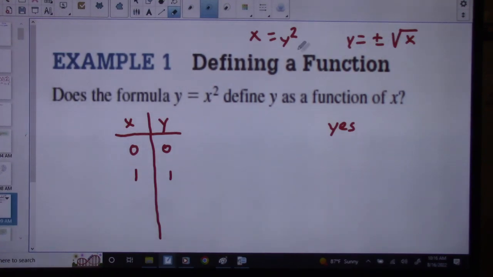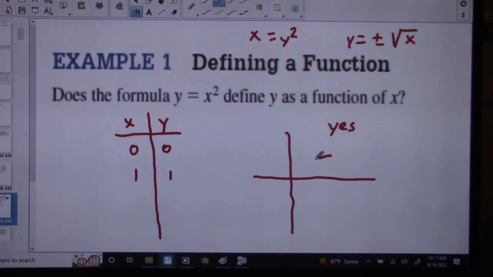Because when you graph this one here, what is that going to look like? It's going to look something like this. Not a function. If you graph this one on the left, it's going to look like this, a function. Okay?